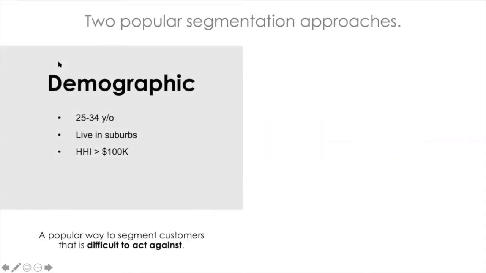So broadly, we see companies segment their customers in two primary ways. The first one is using demographic segmentation. So essentially segmenting by using basic descriptors such as age, income, and geography, pretty basic. So for example, a demographic segment may look like this one. People are 25 to 34 years old, live in the burbs with household incomes greater than $100,000. The problem with this type of segmentation is that it's not very actionable, as it doesn't tell us anything important, such as current customer behavior or motivations.